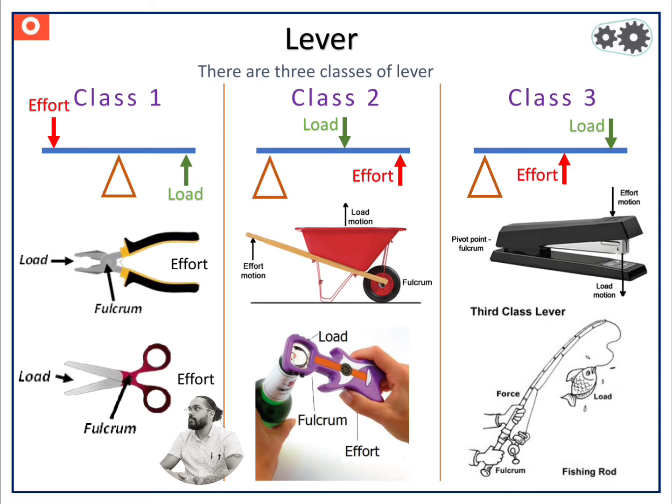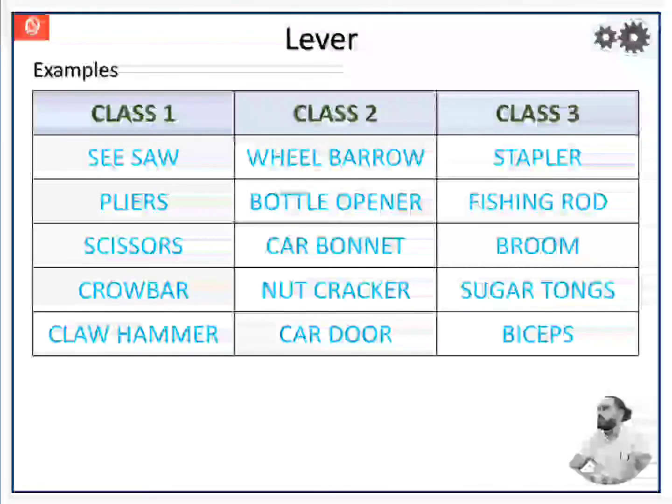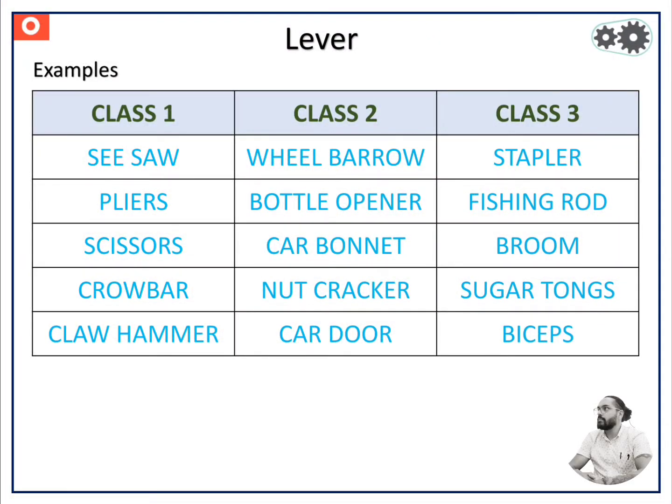Lastly, class 3 is when the fulcrum is at the end, the effort is at the middle and the load is at the end. For example, a stapler. And you also have a fishing rod. These are examples of levers which have been classified according to their class.